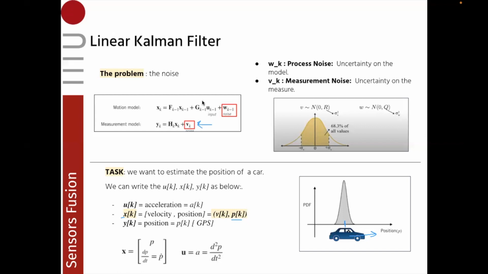So basically, we can write the state x as P and dP in dt, so the position and the velocity, while our input U, the acceleration, is the second derivative of the position in time. In this case, we can see that our observer is the position itself, and it can be obtained, for example, from an external source like a GPS. And we will see in the next slide all the detail of how this can be possible with a Kalman filter.